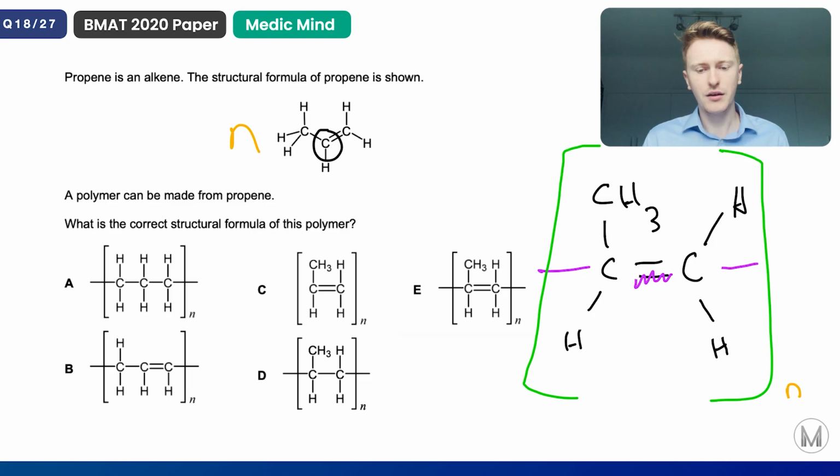Which one does this fit with? Well, you can hopefully clearly see that the answer is D. The reason that CH3 group remains separate is because that has nothing to do with the double bond. And remember, the double bond opening up is what's causing things to join together.